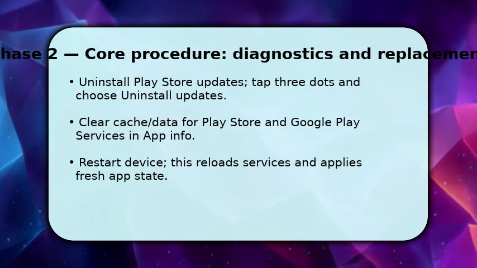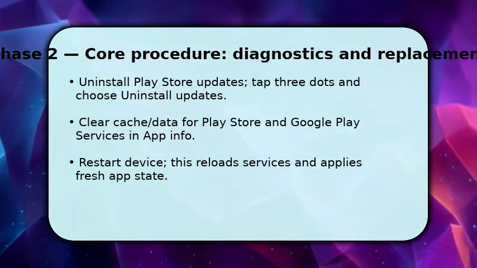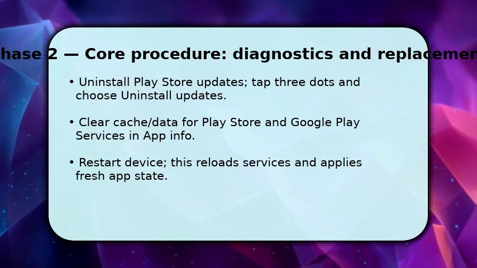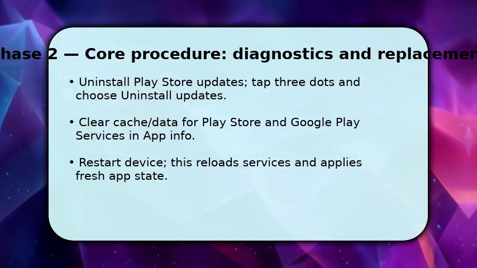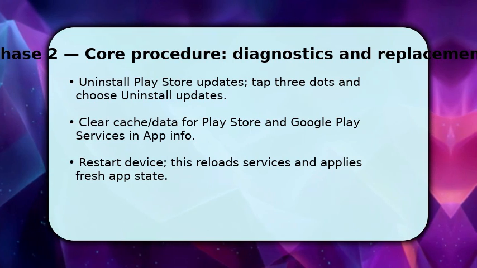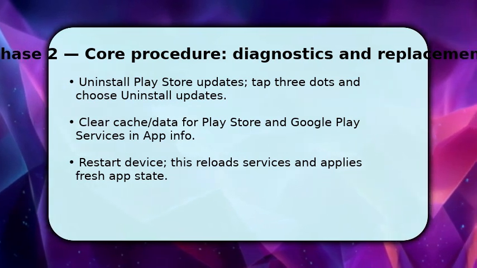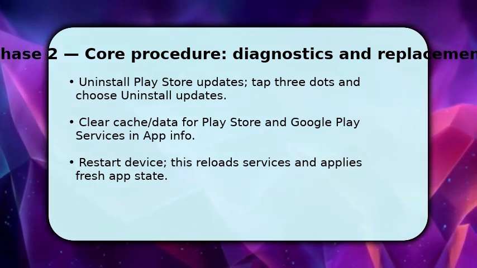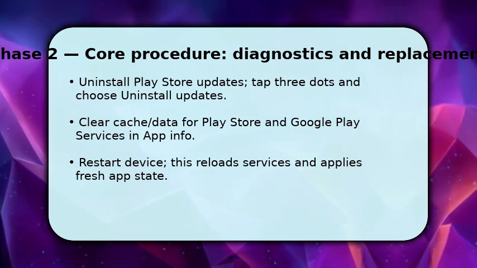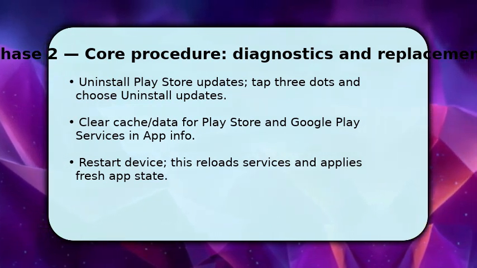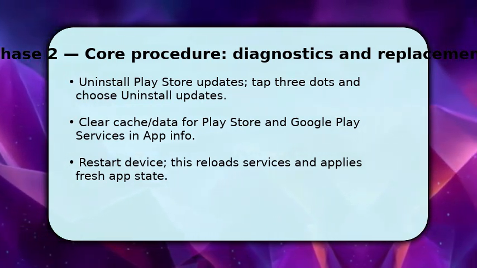Next, repair the app stack. Open App Info for Google Play Store and hit Uninstall Updates to revert to factory version, which removes corrupted updates. Then clear cache and data for both Play Store and Google Play services. This removes bad temp files and resets account sync. Once cleared, restart the phone to relaunch services cleanly.